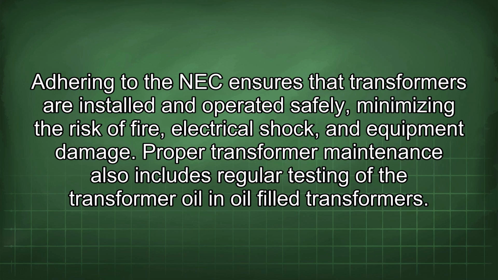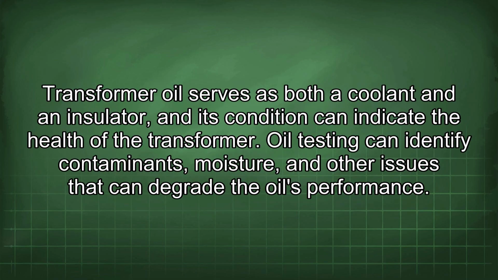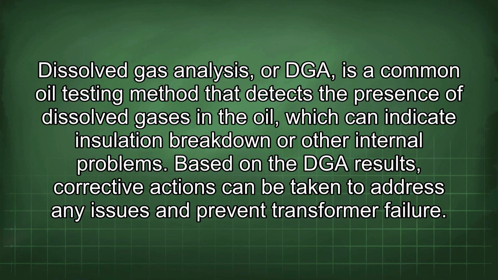Proper transformer maintenance also includes regular testing of the transformer oil in oil-filled transformers. Transformer oil serves as both a coolant and an insulator, and its condition can indicate the health of the transformer. Oil testing can identify contaminants, moisture, and other issues that can degrade the oil's performance. Dissolved gas analysis, or DGA, is a common oil testing method that detects the presence of dissolved gases in the oil, which can indicate insulation breakdown or other internal problems.